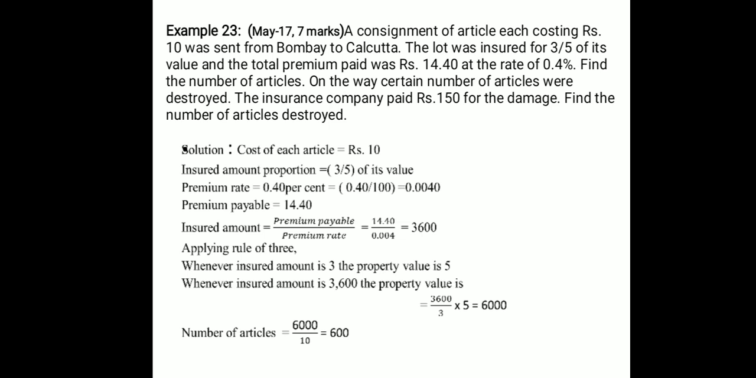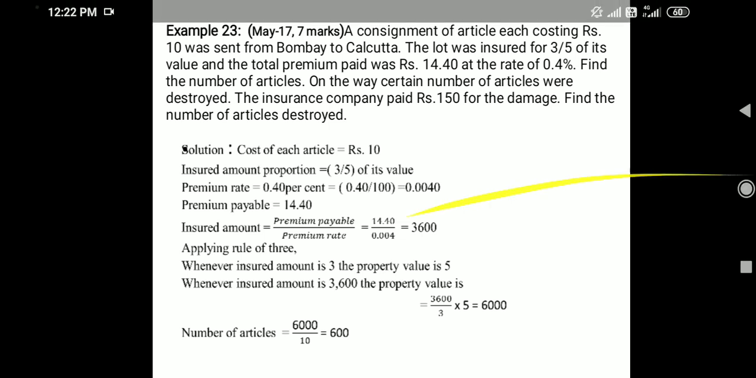By applying the rule of 3, whenever the insured amount is 3, the property value is rupees 5. That is given. So whenever the insured amount is 3600, what is the property value? That is equal to 3600 divided by 3 multiplied by 5, that gives you 6000. So the number of articles equals 6000 divided by 10, because each article costs rupees 10. So the number of articles equals 600.